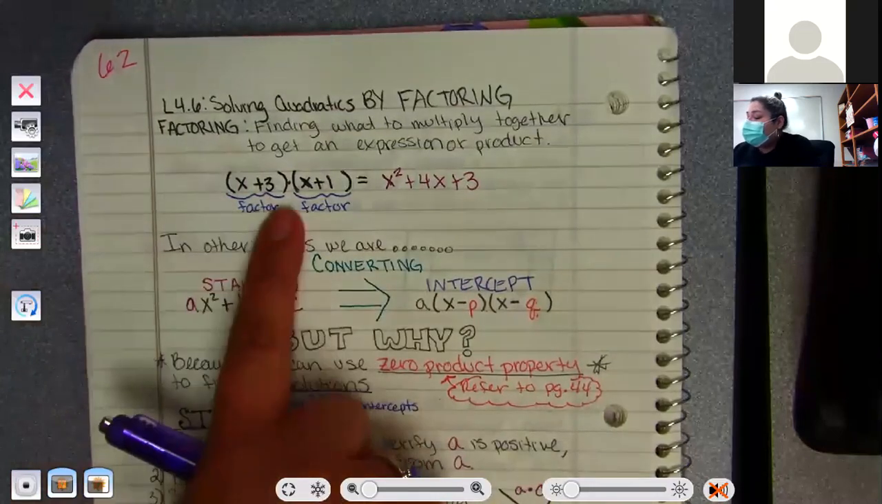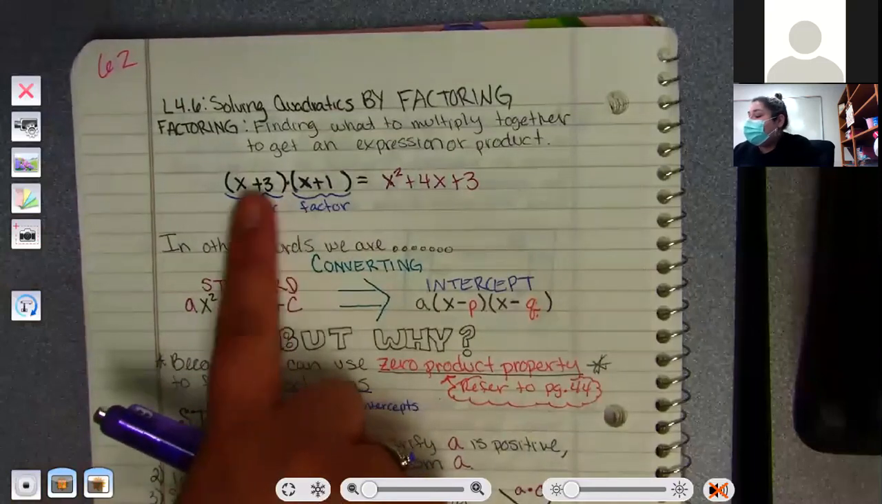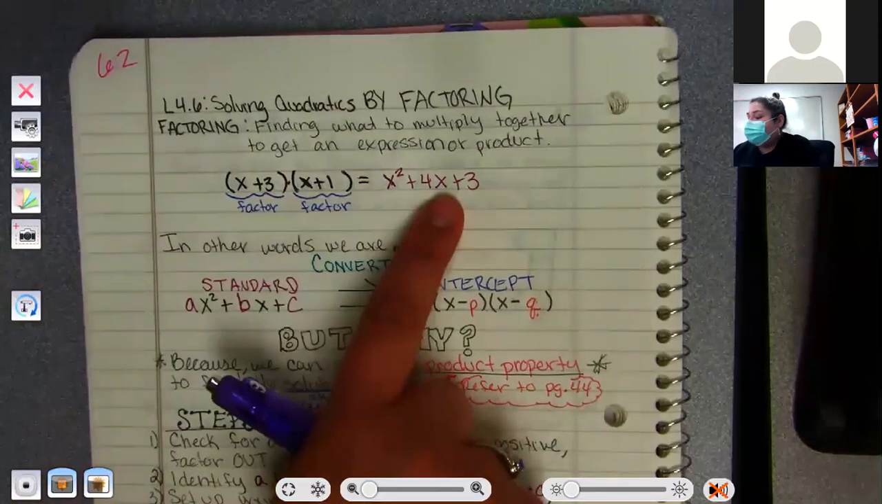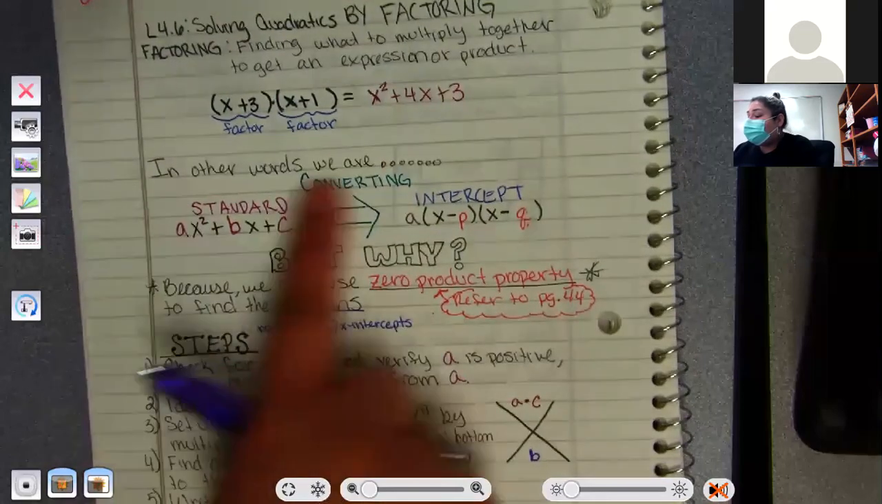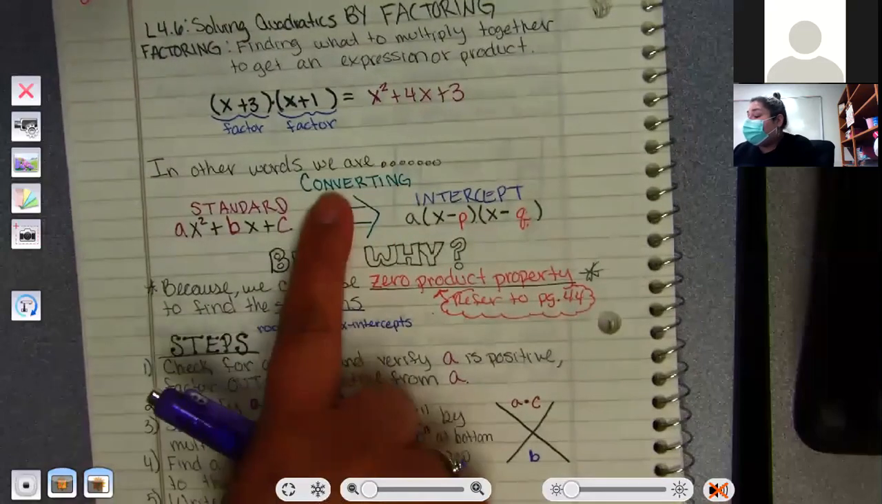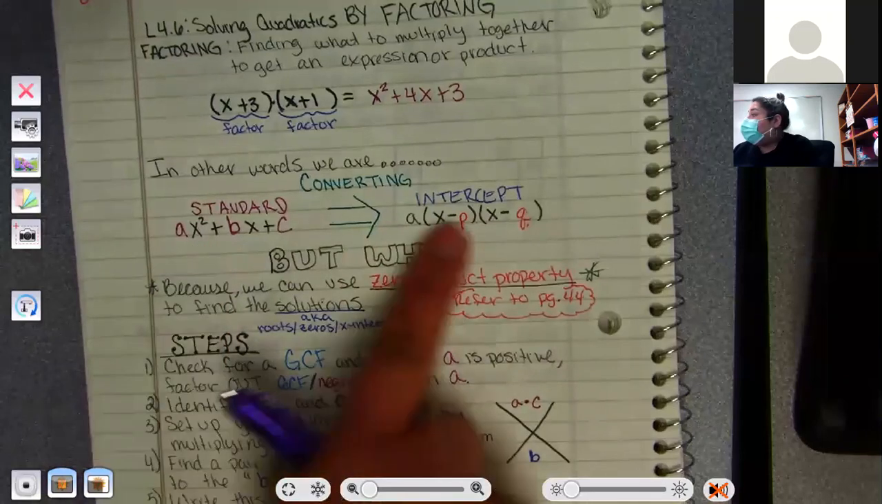So we're basically going from intercept form, right? This is intercept form into standard form. So basically, now we're going to convert standard into intercept.